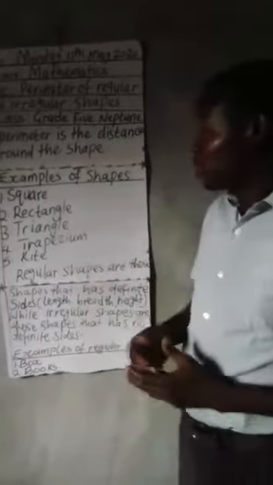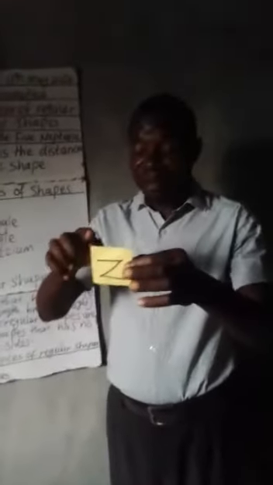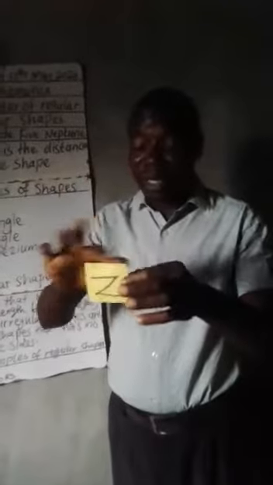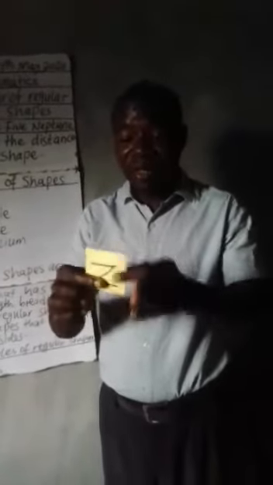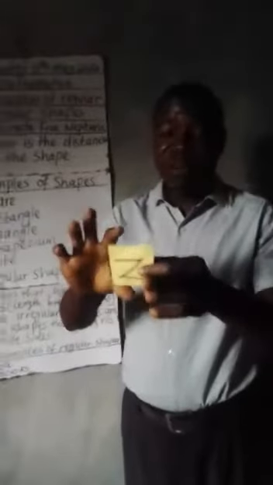Now when we talk about shapes, we're talking about a square. A square, of course, is a shape that all the sides are what? Equal. You have four sides and all the sides are what? Equal. This is 1, 2, 3, 4. We discover that every side of this shape is what? Equal.